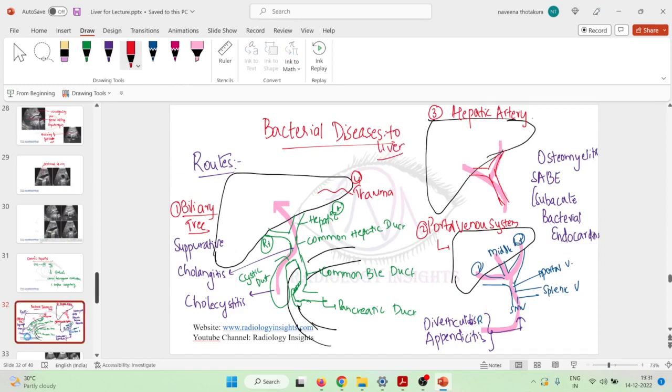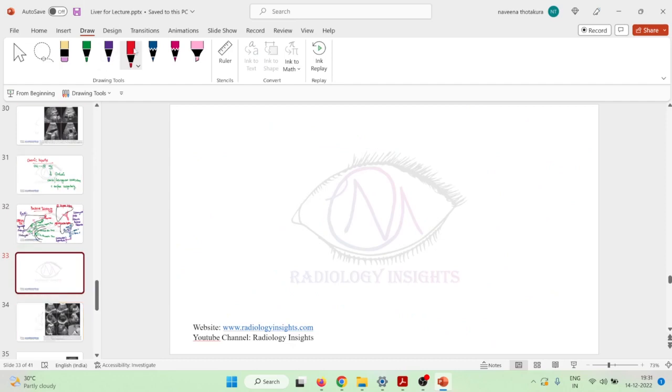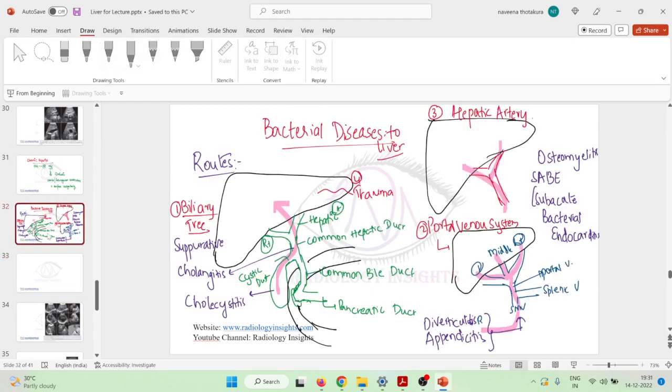Now, what happens if a bacteria enters the liver? Why are we discussing it? Because this will cause infection in the liver and it will result in hepatic abscesses. So the topic for today is hepatic abscesses.